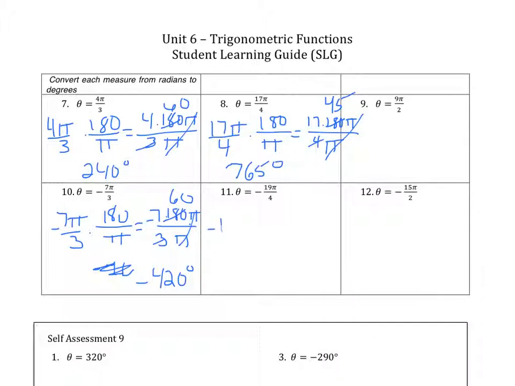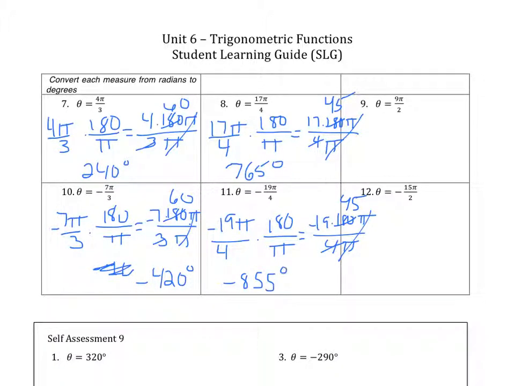Number 11, we have negative 19 pi over 4 times, we cancel out pi, we have 180 in the top. So we get negative 19 times 180 pi over 4 pi. Cancel pi's, divide by 4, and I get 45. Negative 19 times 45 is negative 855 degrees. Go ahead and do number 12 for homework.